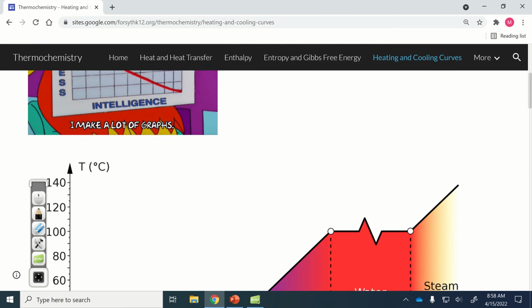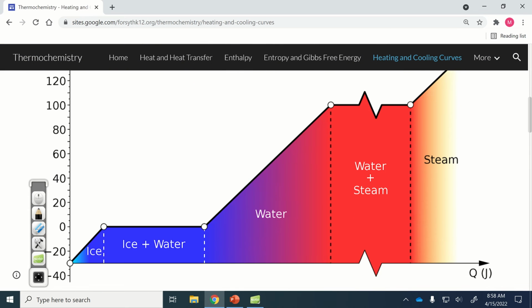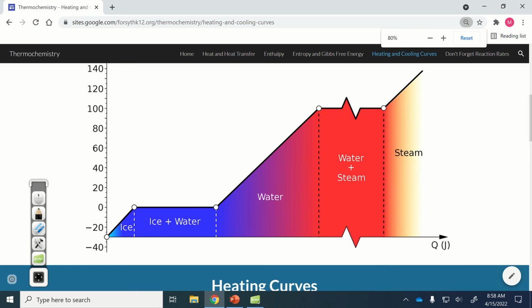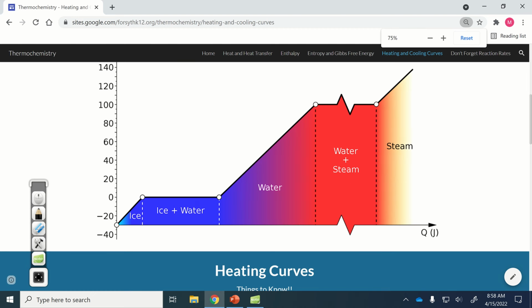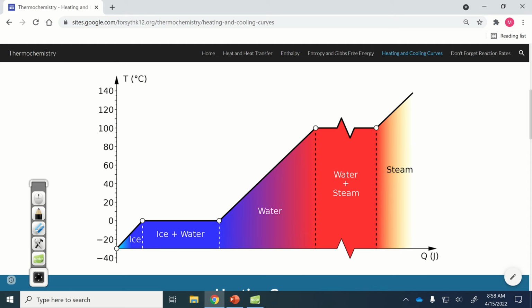We're going to look at graphs. So we got right here, which I think I have to make a little bit smaller for everybody to see it. So there we go. Okay. We got right here essentially a heating curve. This would be called a heating curve.